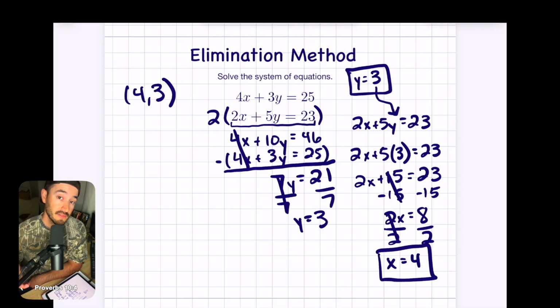Okay, so that's all you have to do for elimination method. Sometimes, like that first example, the problem's already set up for you and you just have to add or subtract. And then the second example, we saw a problem where we had to multiply one of the equations. But again, we're just trying to get one of the pairs of x terms or y terms to cancel.